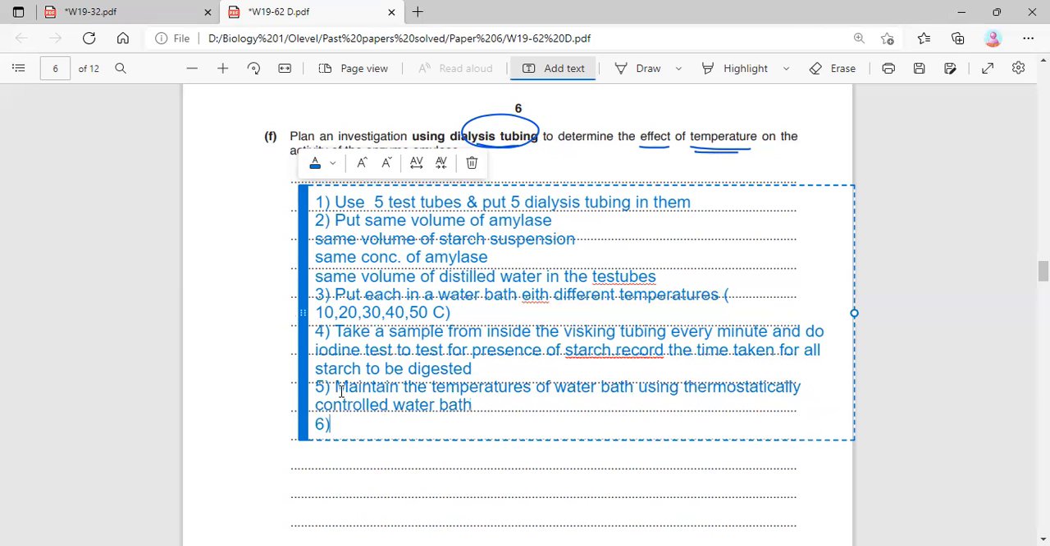Number 6, you put a safety precaution like wear goggles. Always the goggles are important in any experiment. And then number 7, you tell him repeat experiment at least 2 more times and take an average.